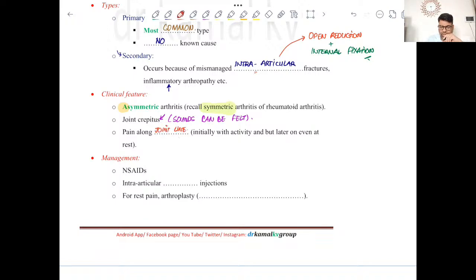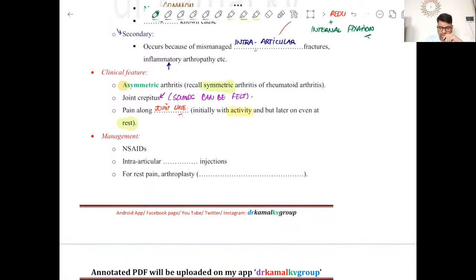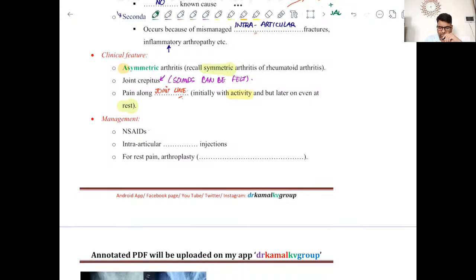And then there may be pain along the joint line. This is very important clinically, and initially it is with activity only, but later on when the cartilage damage is too much, the patient can have pain even at rest, and this is the point when we have to go for surgical intervention. Now coming to management, we can start with NSAIDs, that is non-steroidal anti-inflammatory drugs, and the drug of choice here is diclofenac.